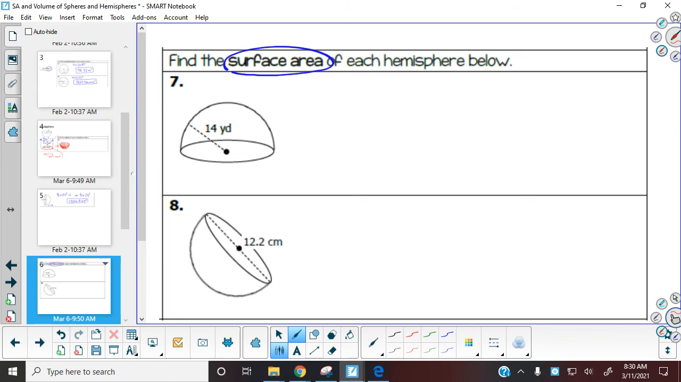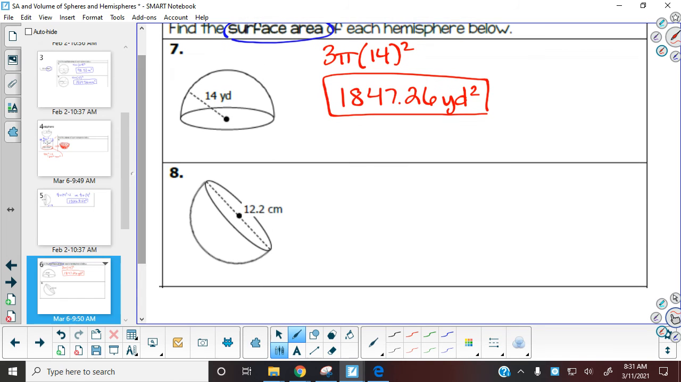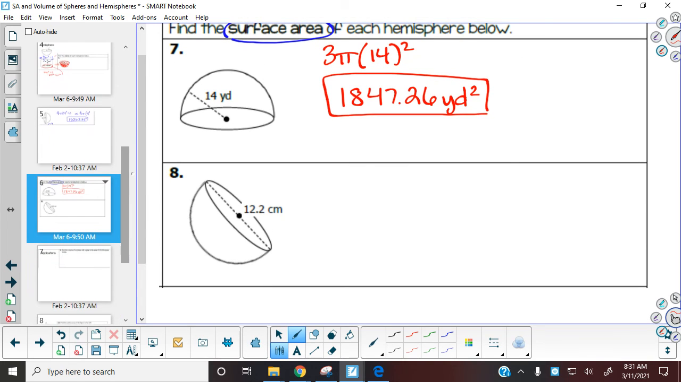So let's try out number 7. So you've got 3 pi 14 squared. So 3 pi times 14 squared is going to give you a value of 1,847.26. We're again talking surface area, so area is square units. So go ahead and try out number 8. Let's figure out what we have. Again, answer that within your Ed Puzzle.